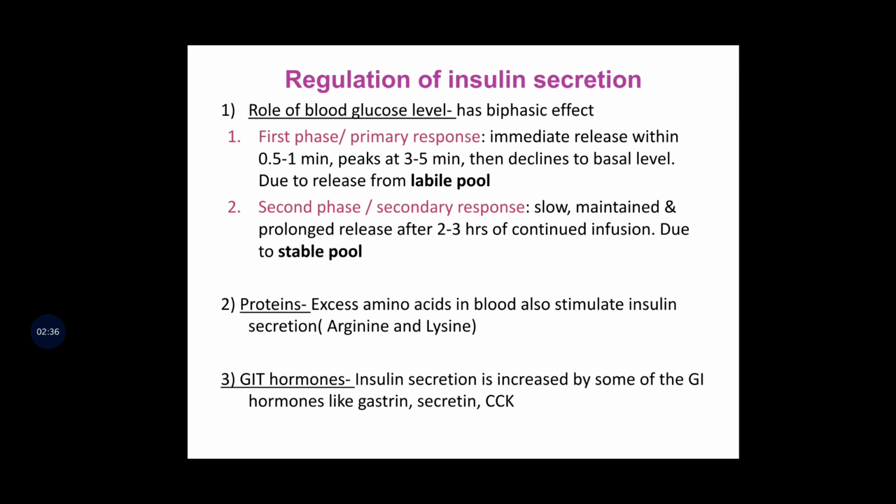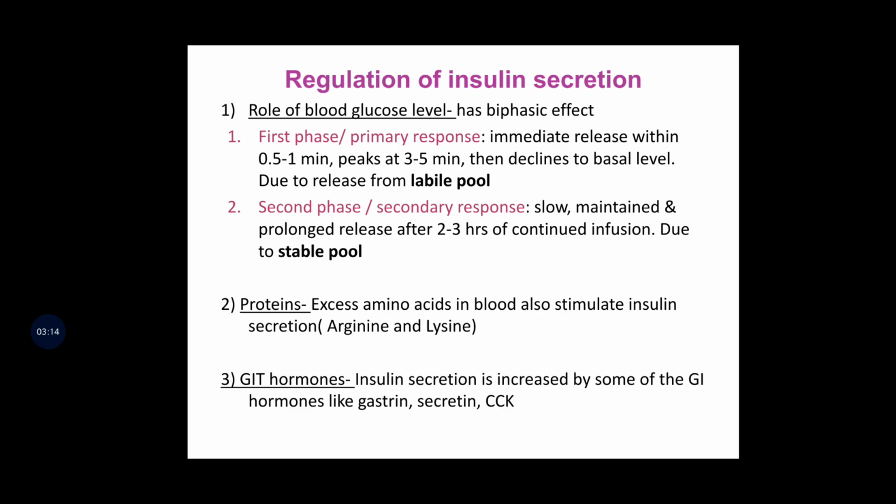Now GIT hormones. All the GI hormones cause an anticipatory increase in the blood insulin levels. Anticipatory means the body always anticipates things. The body is anticipating that this person is having this much amount of glucose now. All the GI hormones, for example gastrin, secretin, and cholecystokinin, cause an anticipatory increase in the blood insulin level, in preparation for the glucose which is to be absorbed from the meal.